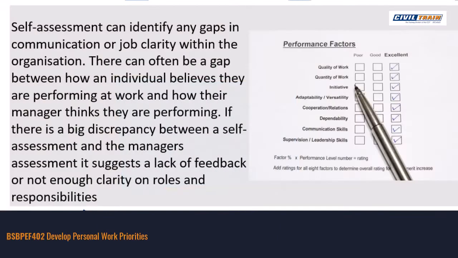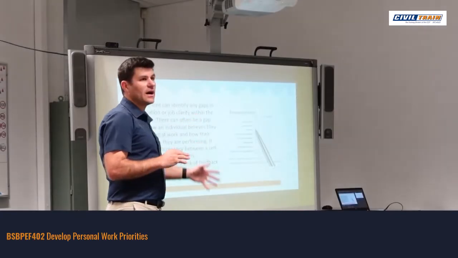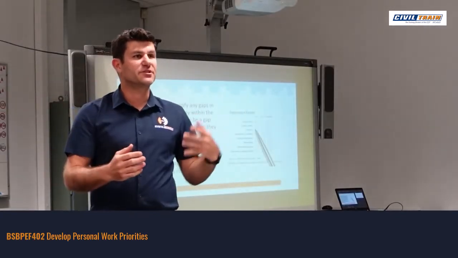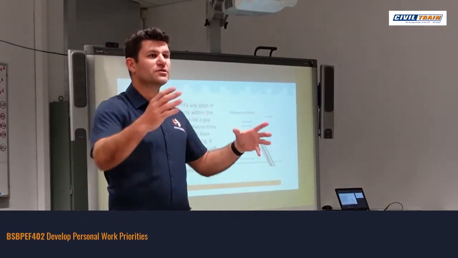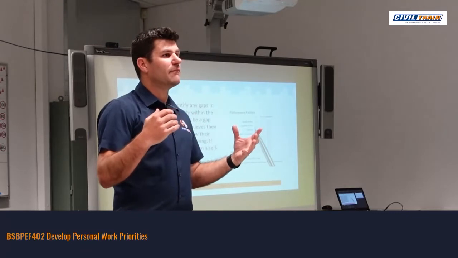So there can often be a gap between an individual's belief in how they are performing at work and how their managers think they are performing. If there is a big discrepancy between self-assessment and the managers' assessment, it suggests a lack of feedback or not enough clarity on roles and responsibilities. So realistically, what they're saying is that if we do get some major discrepancies in perceived and actual, there probably hasn't been enough feedback throughout the course of that duration to actually bring that closer together.